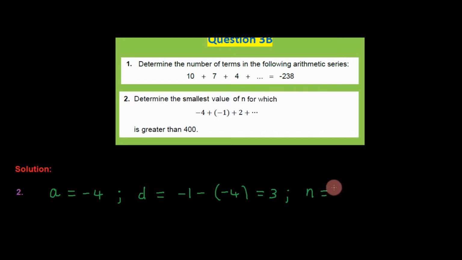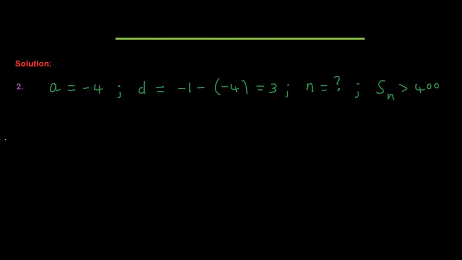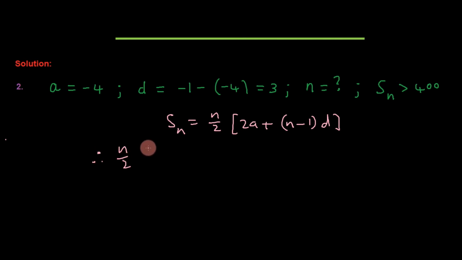We don't have the number of terms, but we are told that the sum to n terms must be greater than 400. Once again, we're going to use the sum formula. So S sub n is n over 2 into 2a plus n minus 1 times d. This being S sub n, it must be greater than 400. So n over 2 into 2a plus n minus 1 times d must be greater than 400.